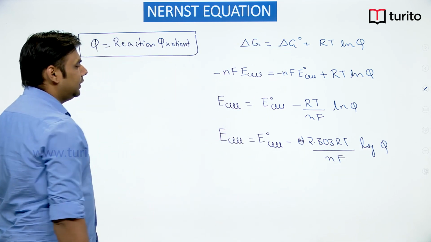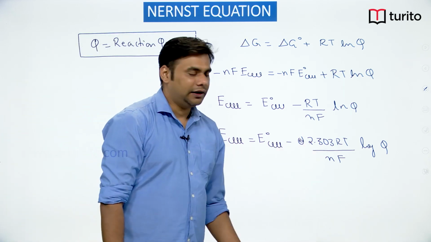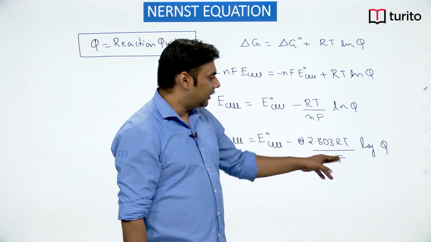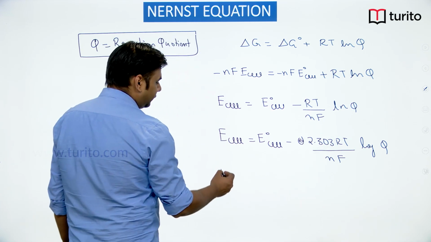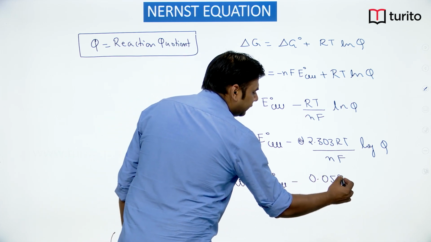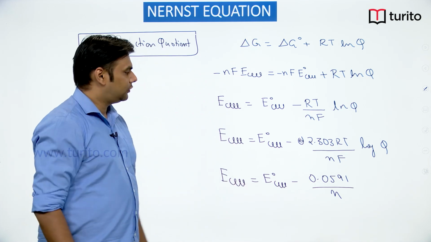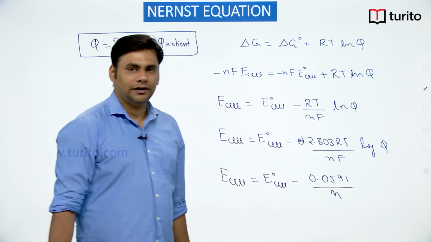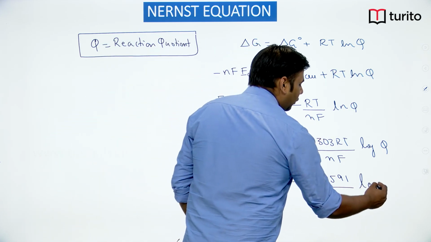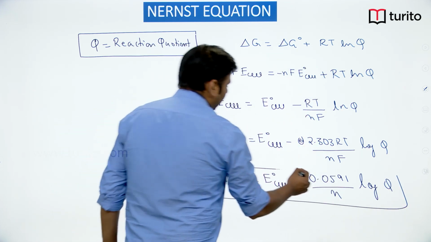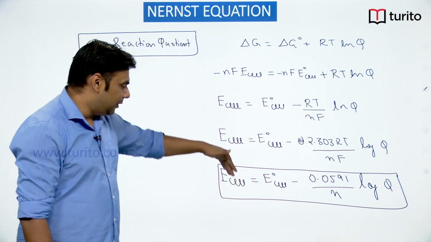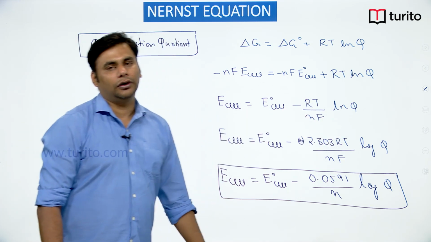Now we know that at standard condition the temperature is 298 Kelvin, Faraday is 96500, and the value of R is 8.314. All of them are constant. When you plug in their values, you will get this as minus 0.0591, or in many books it is given as 0.059. R is 8.314, T is 298 Kelvin, F is 96500 Coulomb. You just plug in these values, and this is multiplied by log of Q. This is your basic Nernst equation, which correlates the EMF of the cell with the concentration of all the species in it.